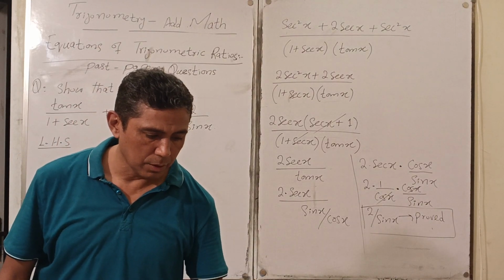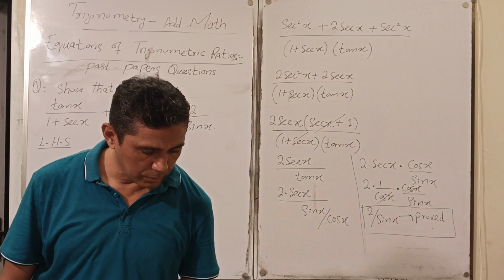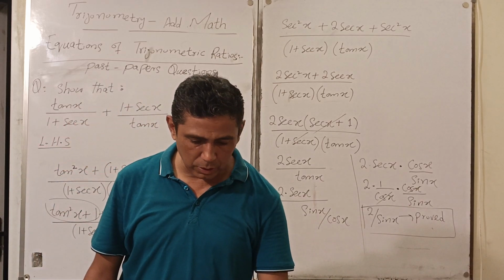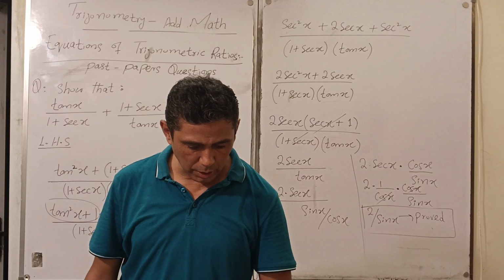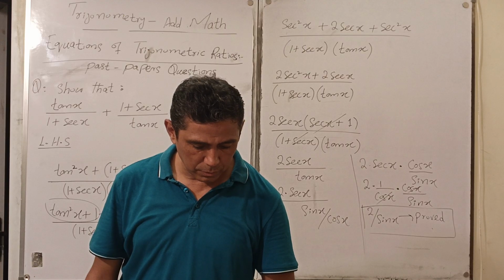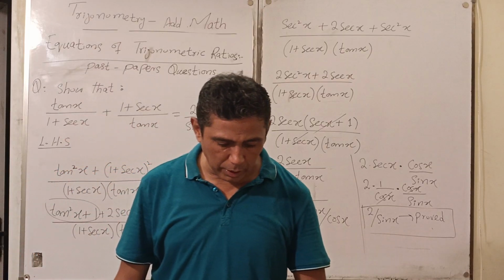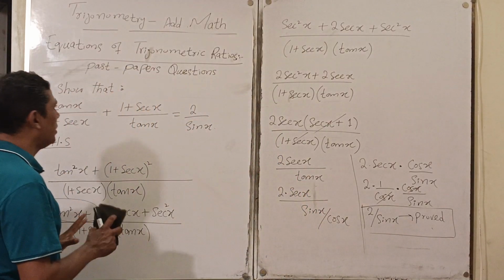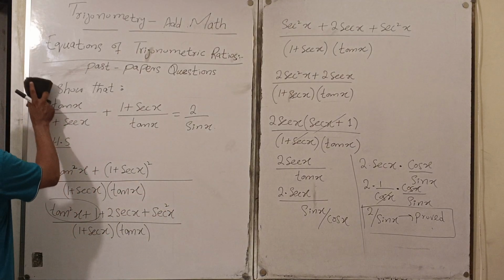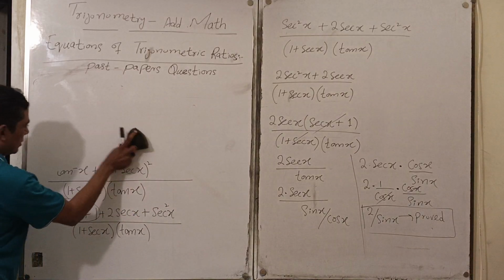Next question. The next question is, solve the equation tan x over, okay, the same kind of thing. Yeah, one important thing: this is your answer. Yes. Clear? Okay. In the next one, he asked what?